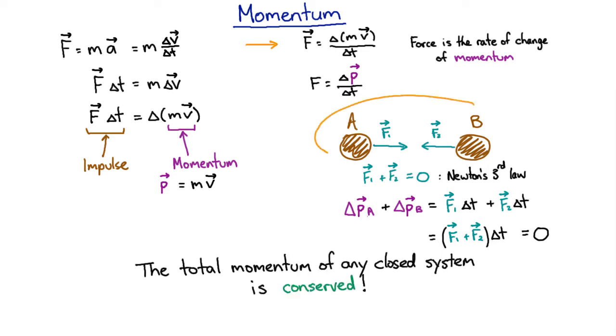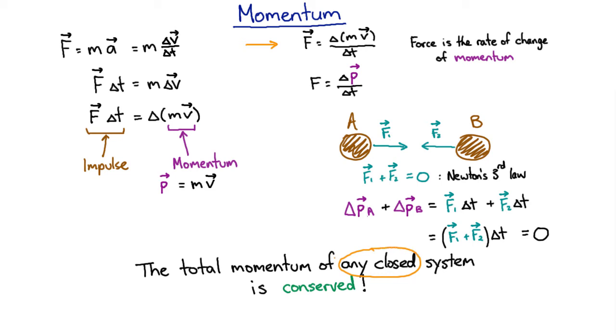So the total momentum of this system was conserved. And remember, we didn't know anything about these two forces, why they were there, only that they obeyed Newton's third law. And all forces do obey Newton's third law. So no matter what A and B were, we knew that the momentum was conserved. And in fact, that's true for any closed system.